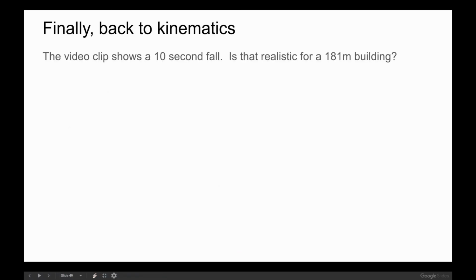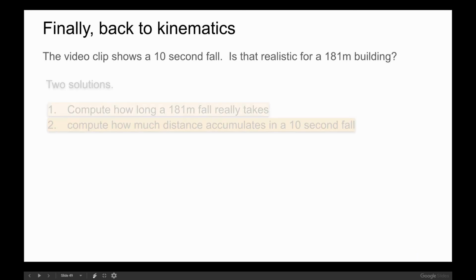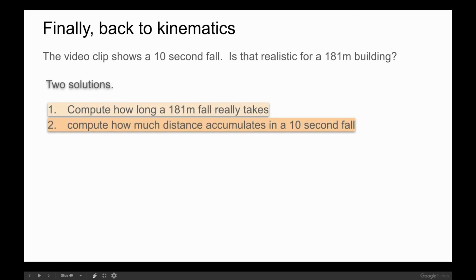Finally, if we go back to pure kinematics, the video clip shows a 10-second fall. Is this realistic for a 181 meter building? This is where students who can be very smart, very great with math, suddenly go, I don't know what to do, because there are two possibilities here. Compute how long a 181 meter fall really takes, or compute how much distance accumulates in a 10-second fall. And this is where you get stuck.